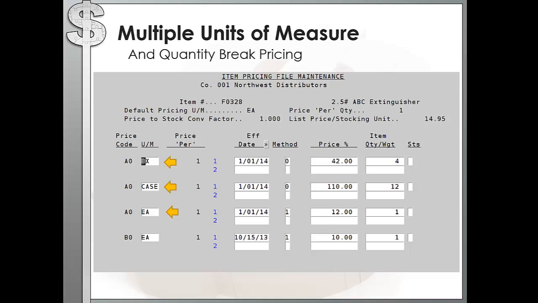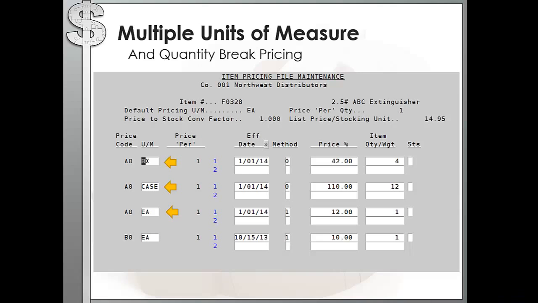When this occurs, the quantity is converted to the default pricing unit of measure, and pricing will be calculated based on the default unit of measure for quantity break pricing purposes. Now, if neither the entered unit of measure or the default unit of measure are found in the pricing file, a pricing error will result. In the pricing file, there are no requirements that a particular unit of measure be entered, so keep that in mind.